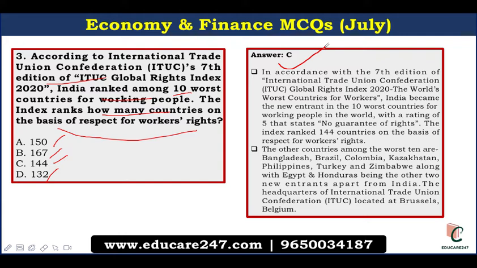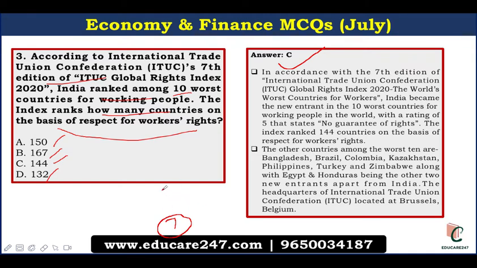India is among the 10 worst countries for working people according to the 7th edition of the International Trade Union Confederation Global Rights Index, which ranks 144 countries on the degree of respect for workers' rights. The others include countries such as Bangladesh, Brazil, Colombia, Egypt, and Zimbabwe. The Middle East and North Africa is the worst region in the world for working people for 7 years running due to the ongoing insecurity and conflict in Palestine, Syria, Yemen, and Libya, coupled with the most regressive workers' rights.